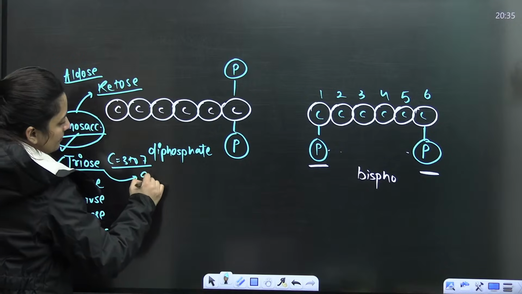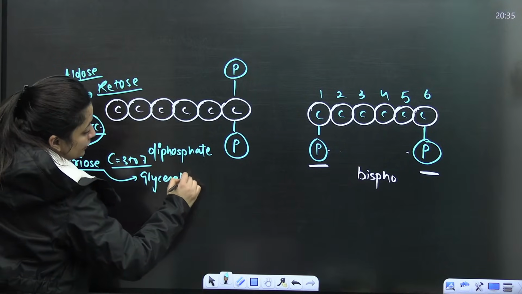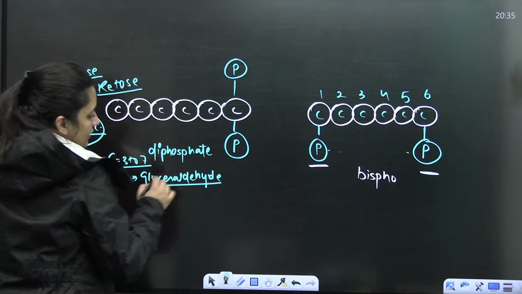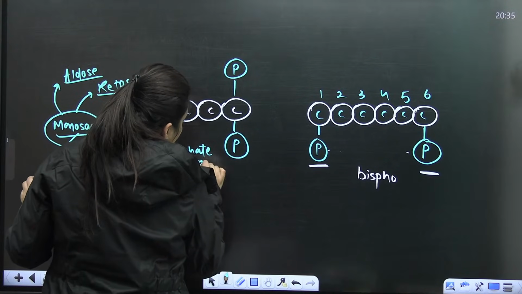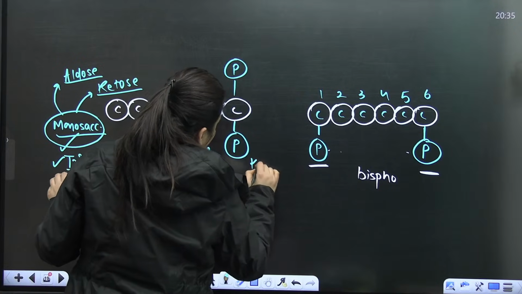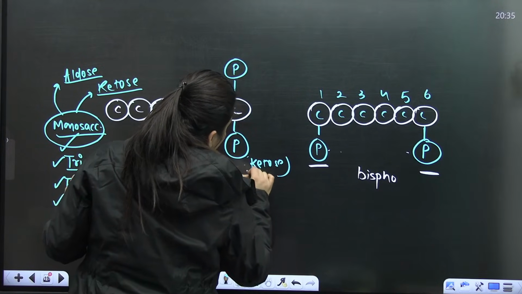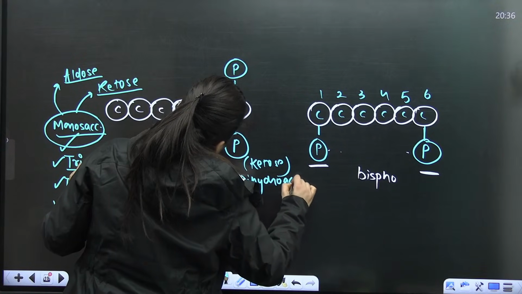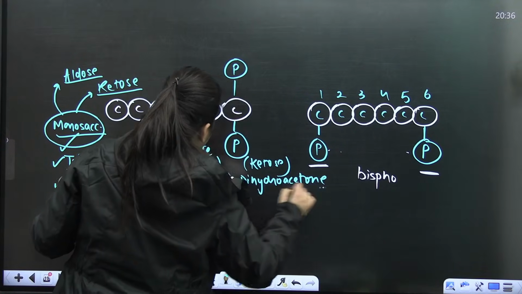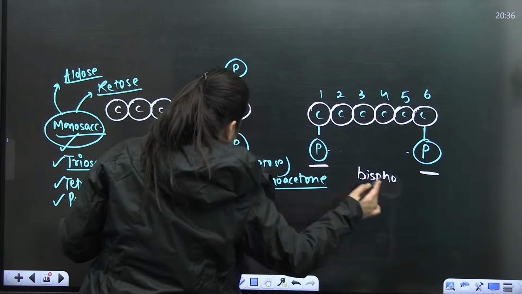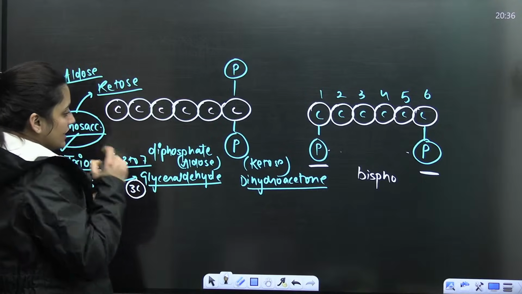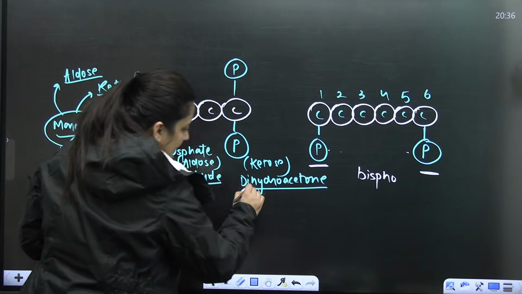So, if you remember, we discussed glyceraldehyde. It is a monosaccharide monomer having 3 carbons. Right? It is the aldose. Its functional group is aldehyde here. And now, dihydroxyacetone is again a 3 carbon containing compound.